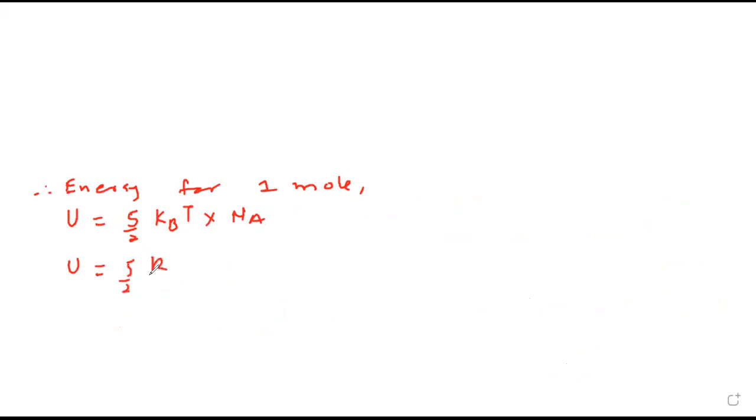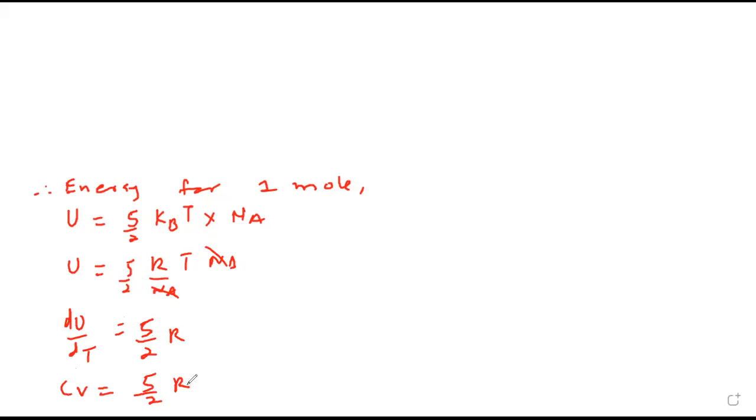So for one molecule, now kinetic energy for one mole. Therefore, energy for one mole denoted by U equals 5/2 kBT into one mole, which means Avogadro number of molecules. So it is 5/2 R/NA into T into NA, NA cancel. Now dU upon dT is 5/2 R, which is Cv equals 5/2 R.